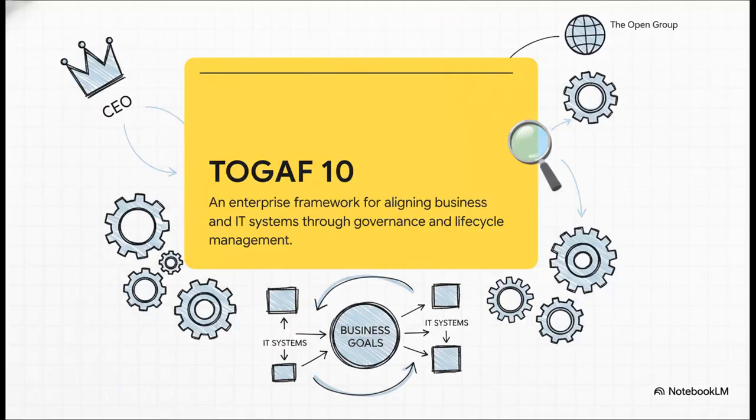Next up, we have TOGAF 10, the Corporate Enterprise Planner. Now, if ADD is down in the weeds focusing on a single software system, TOGAF is like the CEO, looking out from the 30,000-foot view at the entire organization. Its main goal is to make sure all the IT systems are perfectly aligned with the company's big business goals, all managed through some pretty robust governance.